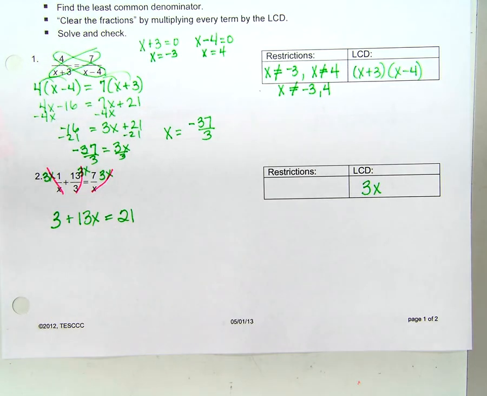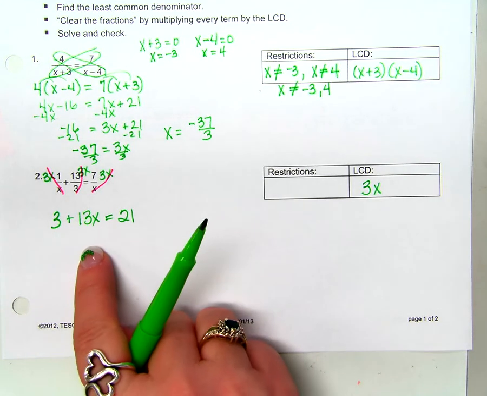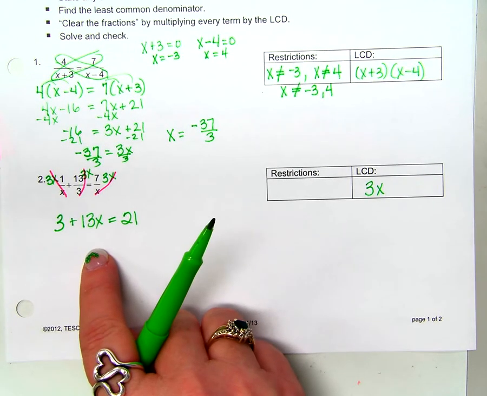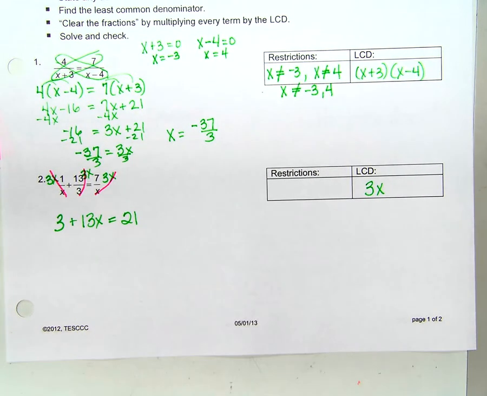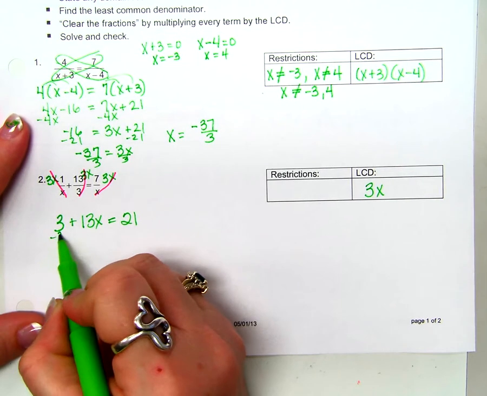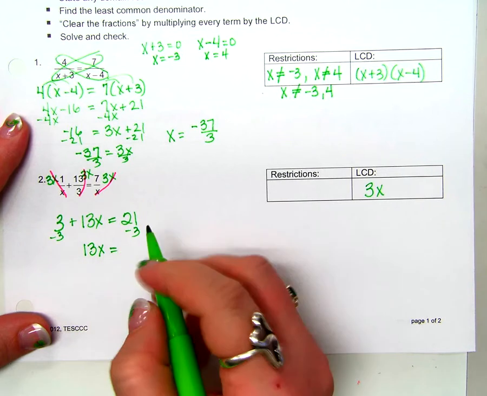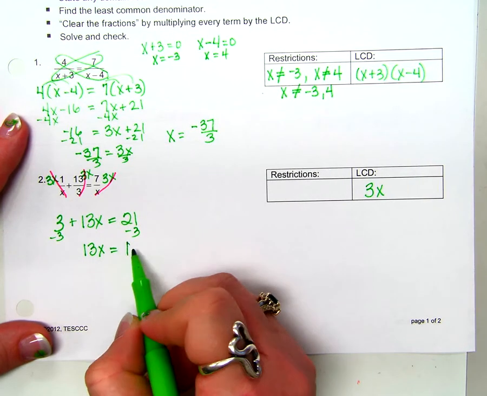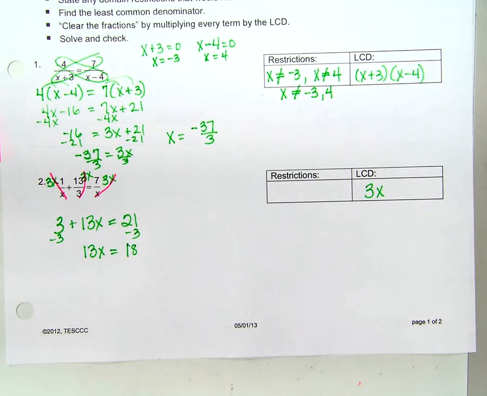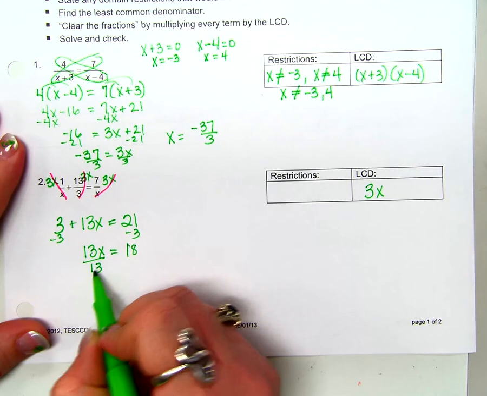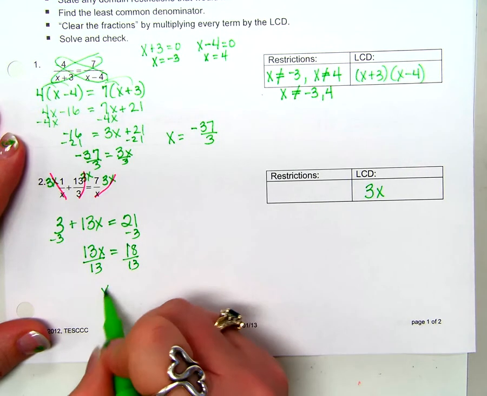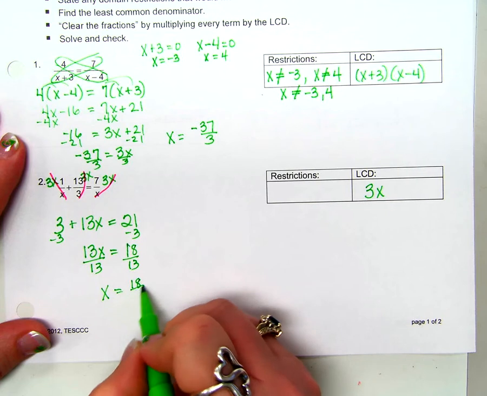All right? So, what do I do now? I want to try to solve for x, don't I? Get the x by itself. So probably subtract 3 from both sides. 13x equals 18. How do I solve for x? Divide both sides by 13. X equals 18/13.